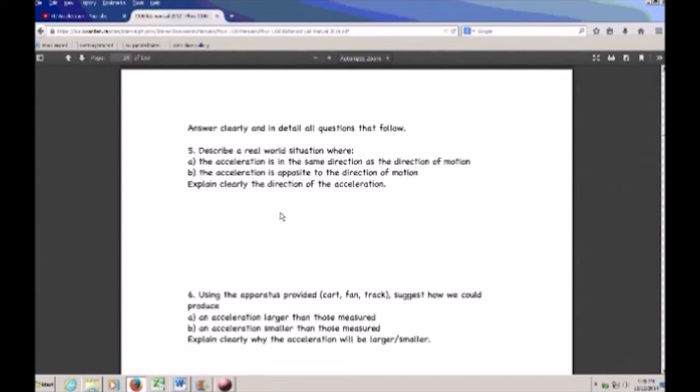Question 5 is, describe a real-world situation where the acceleration is either in the same direction as the direction of motion, or the acceleration is in the opposite direction to the direction of motion. With the cart on the track, we studied both of these. We had cases where the acceleration and the velocity were both headed in the same direction. And in that third case, to begin with at least, we had the acceleration in the positive direction, but the initial velocity in the negative direction. So you looked at these. Now you just need to think of real-world situations where a similar state of affairs exists. So think about throwing a ball in the air or stuff like that.